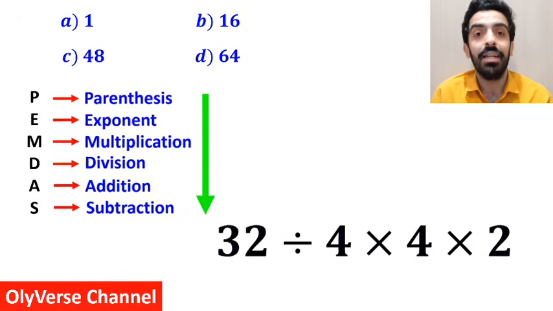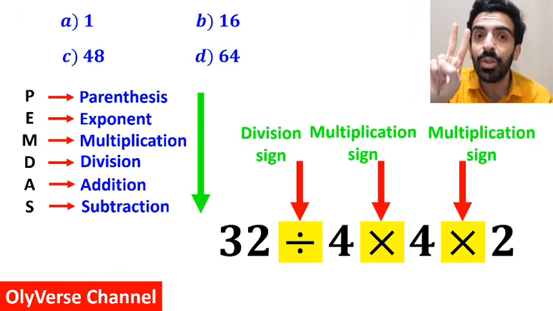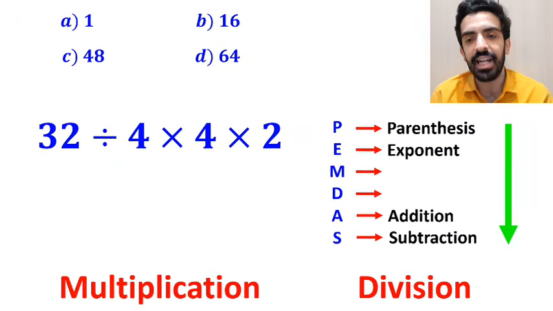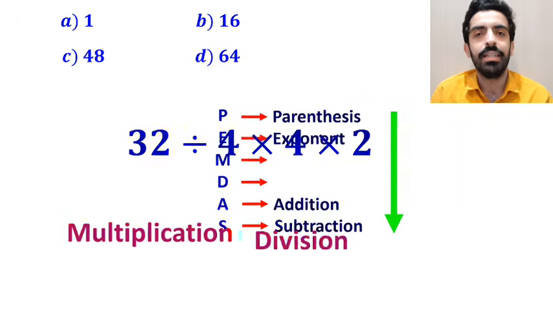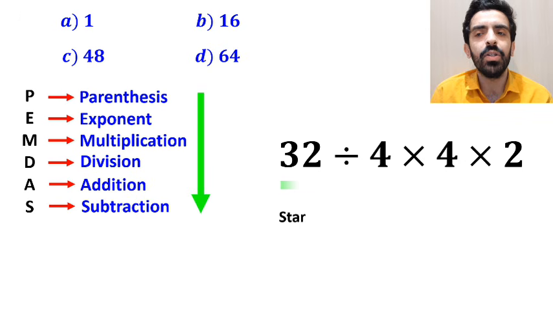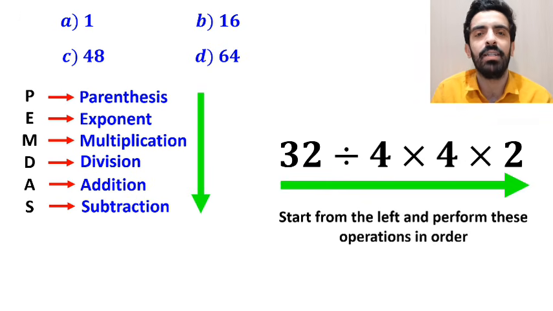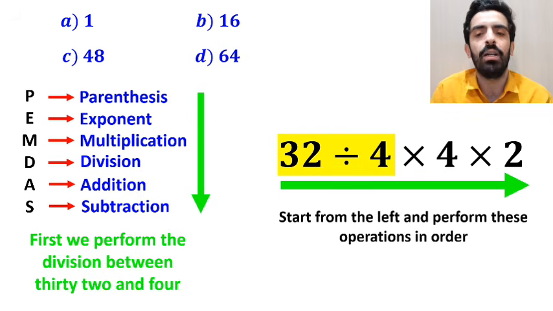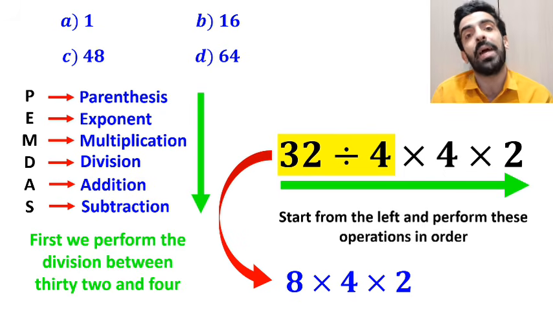Alright, as you can see on the screen, in this expression, we have one division sign followed by two multiplication signs. We must pay close attention that multiplication and division have exactly the same level of priority in the PEMDAS rule. In this situation, the best thing to do is to start from the left and perform these two operations in order. So, first we perform the division between 32 and 4, which simplifies this expression to 8 multiplied by 4 and again multiplied by 2.